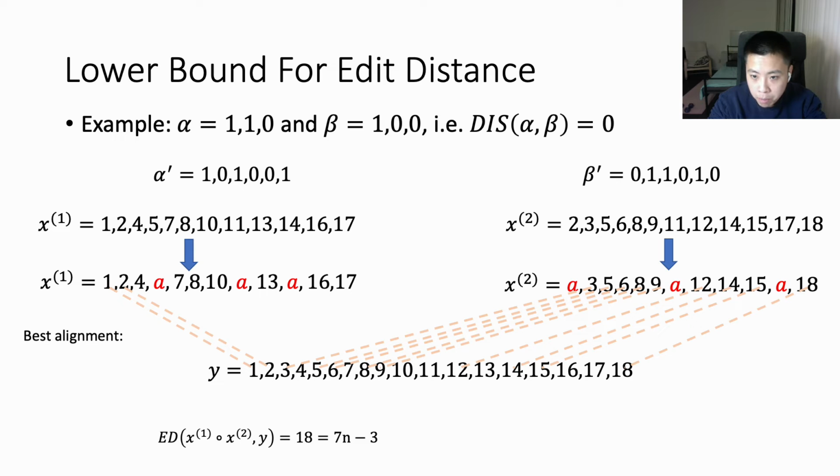Let's see another example. If alpha equals 110 and beta equals 100, then alpha and beta are not disjoint. Again, we can build x1 and x2 by our construction. In this case, due to the fact that the first symbol of both alpha and beta are 1, we can add an additional matching between x and the first 6 symbols of y. Thus, the edit distance is smaller than the previous example. Here, the edit distance is actually 18, which is 7n minus 3.